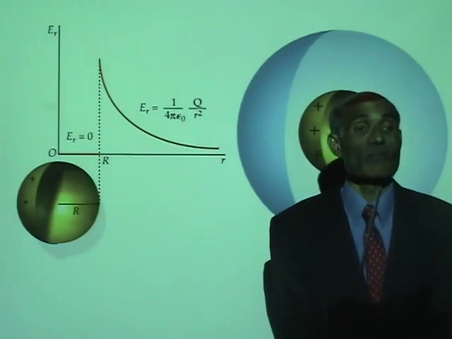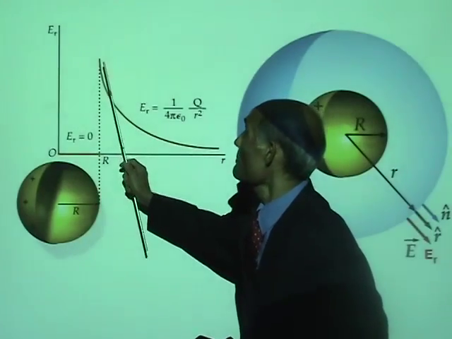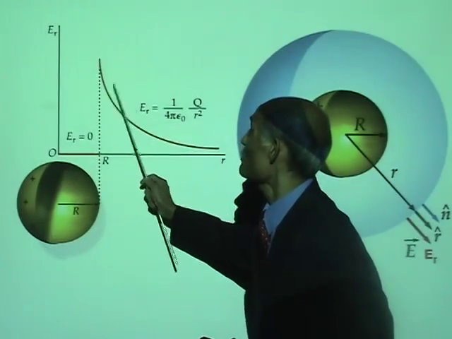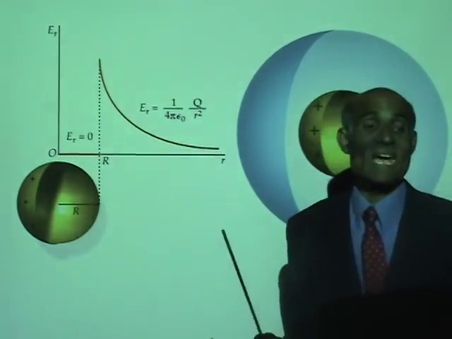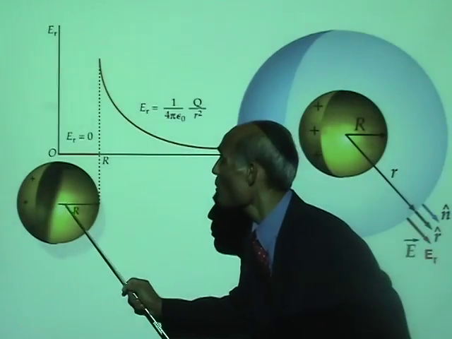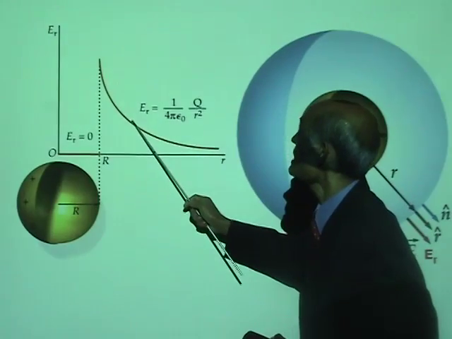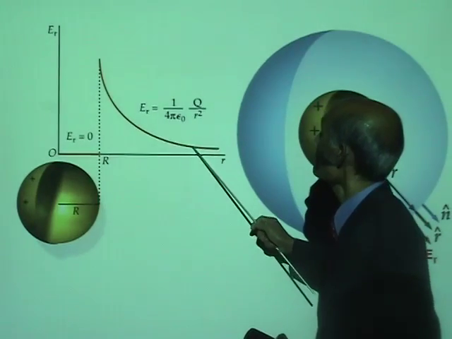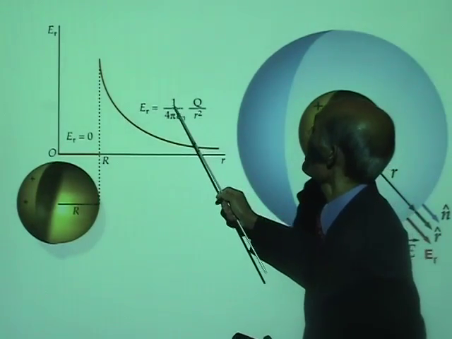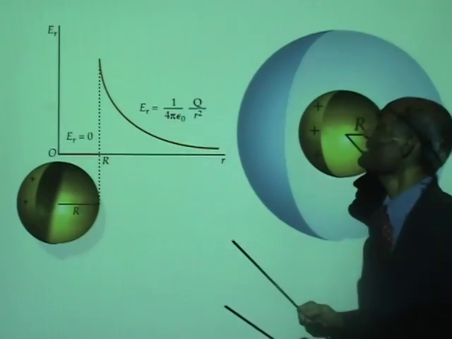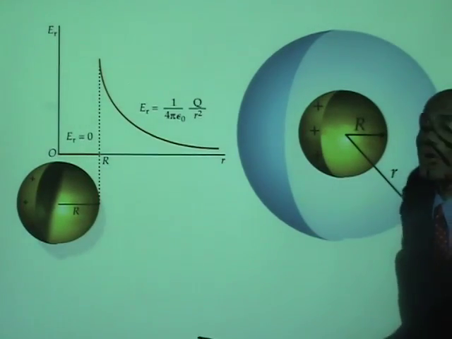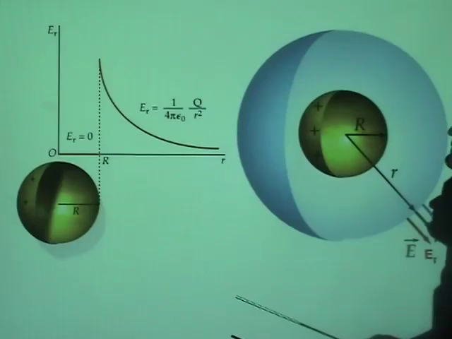Amazing, is that right? And the maximum electric field is at the surface, which will be kq over the square of the radius. And as you go away from the surface, the electric field will decrease, and is given by 1 over 4 pi epsilon naught q over r squared.